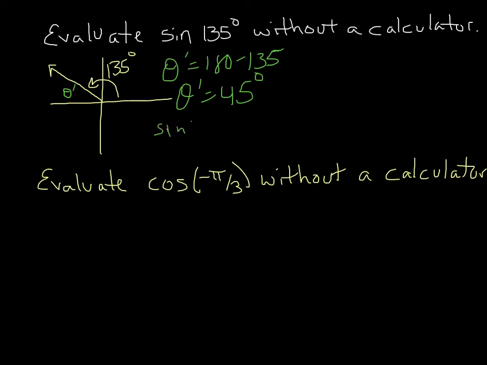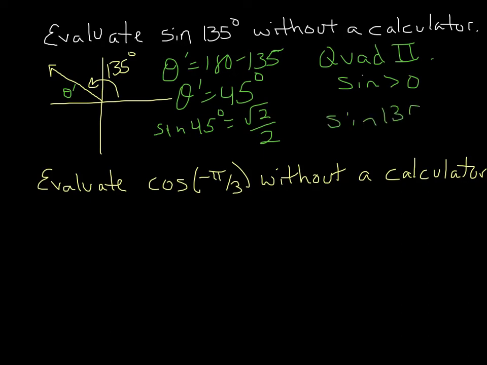Everything about 135 comes from 45. So what is the sine of 45 degrees? Well, that's the square root of 2 divided by 2. Since we are in the second quadrant, we know that the sine is positive. So sine is greater than 0, which means that the sine of 135 is also positive square root of 2 divided by 2.